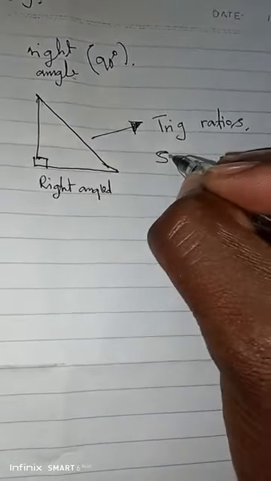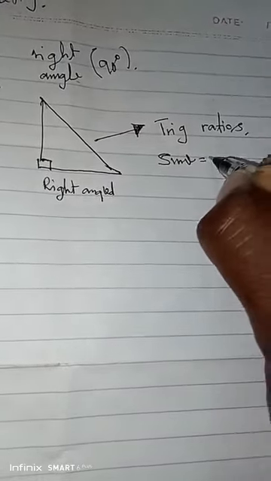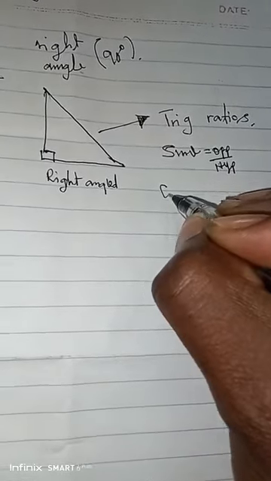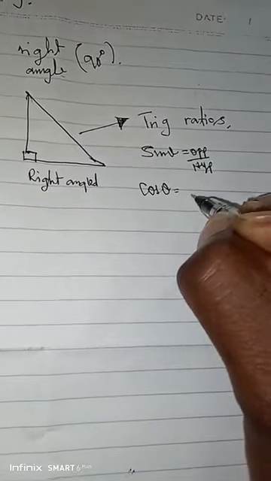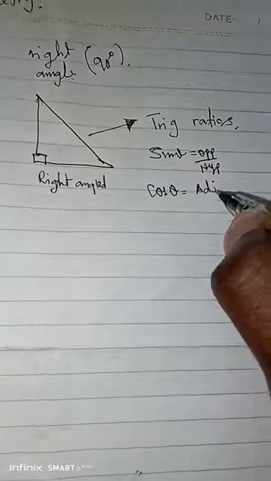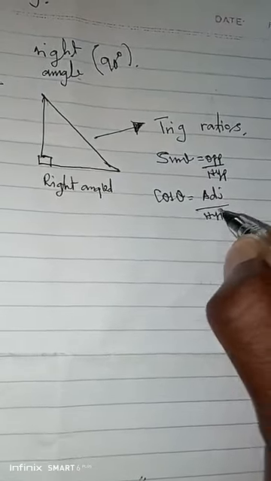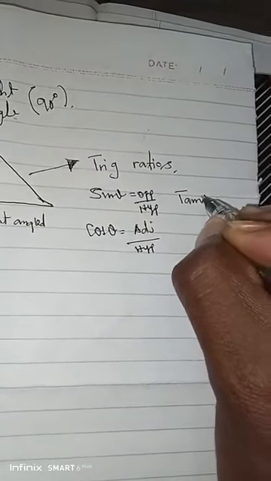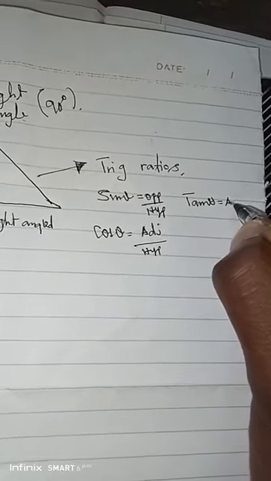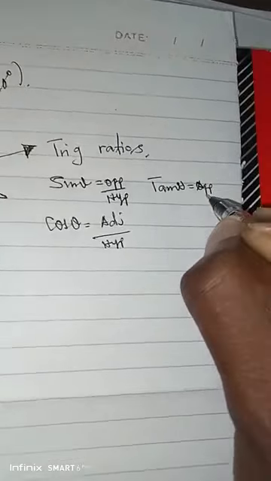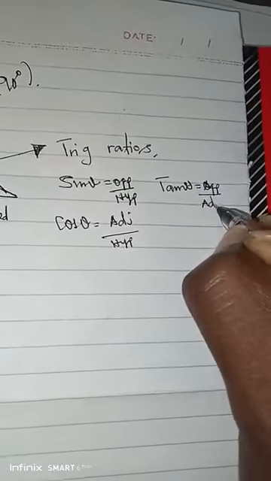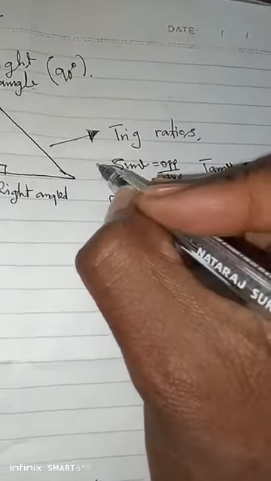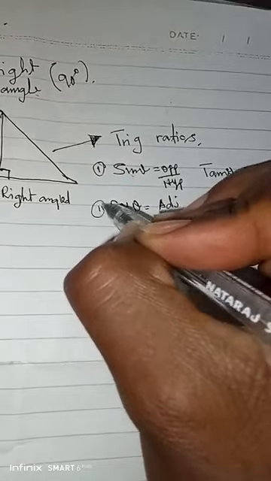We have the sine theta, which is opposite over the hypotenuse. We also have the cos theta, which is the adjacent over the hypotenuse. We also have the tan theta, which is just the opposite over the adjacent. Okay, so these are just the three basic ones that we have.